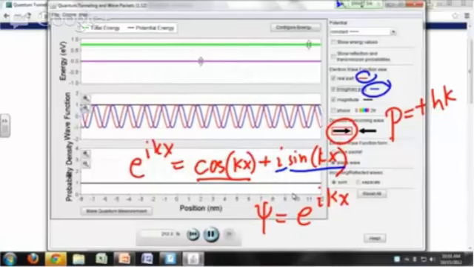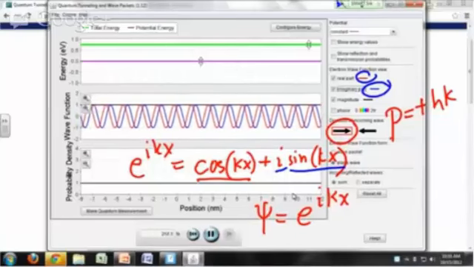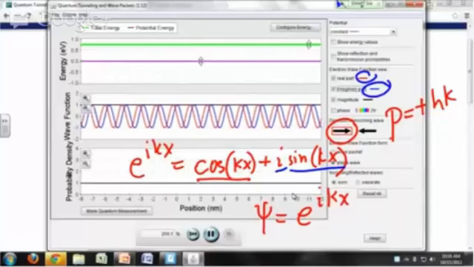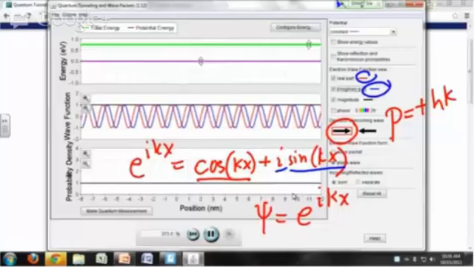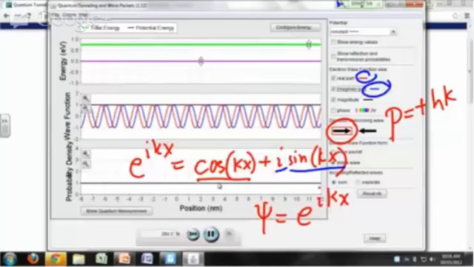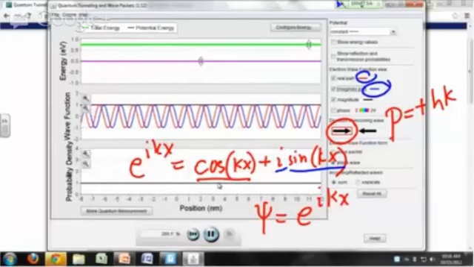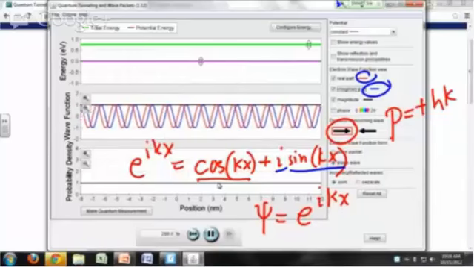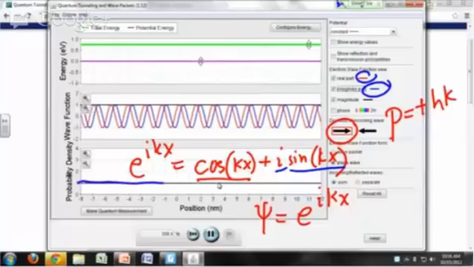You cannot plot the complex function itself. So you have to plot the real part and the imaginary part separately. If you take the absolute value, you'll find, what's the absolute value of this? It's going to be cosine squared plus sine squared. Trigonometric identity, cosine squared theta plus sine squared theta is equal to 1. So you can see the probability density is constant, is equal to 1. Okay, it's 1 right there.